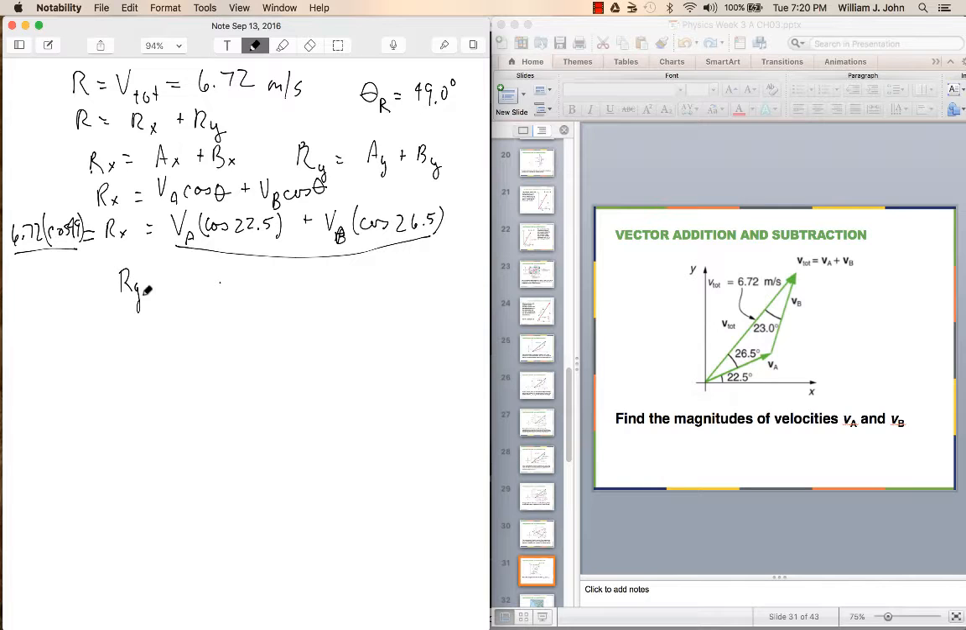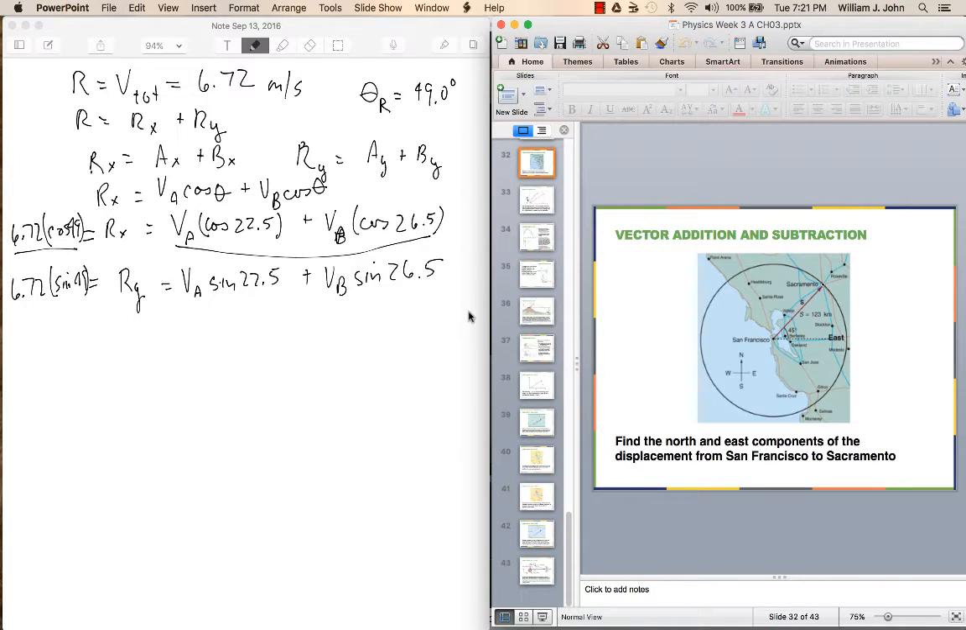We can do the same thing with Ry. This is going to be VA sine 22.5 plus VB sine 26.5. And again, over here, we're going to have 6.72 sine 49 degrees. Now we have two equations and two unknowns, and so we can, by algebra, get the result for VA and VB. I'm going to wrap this lecture up now, so I'm not going to do the actual calculations here, but you can do those, and if there's a question, you can bring that to class. We will finish up.